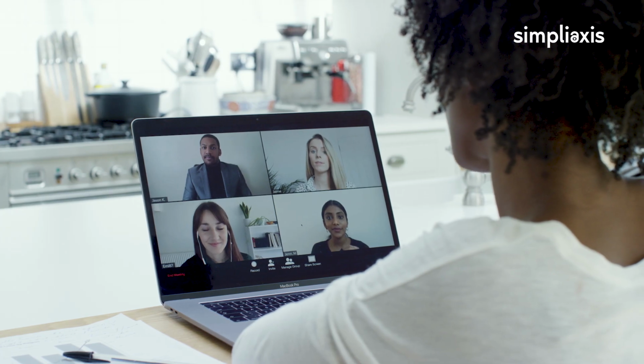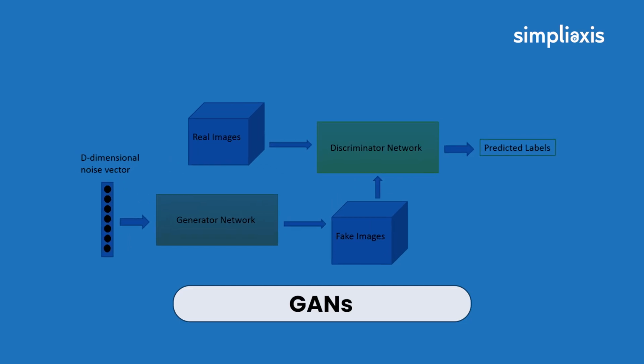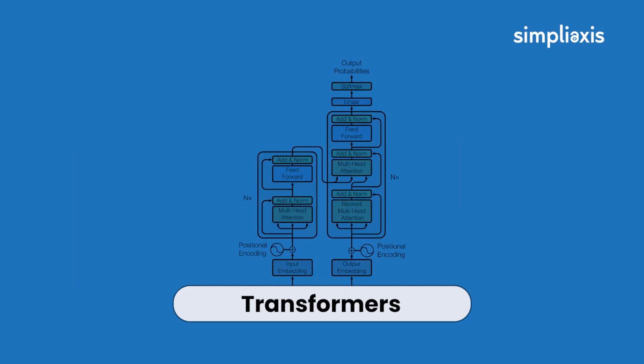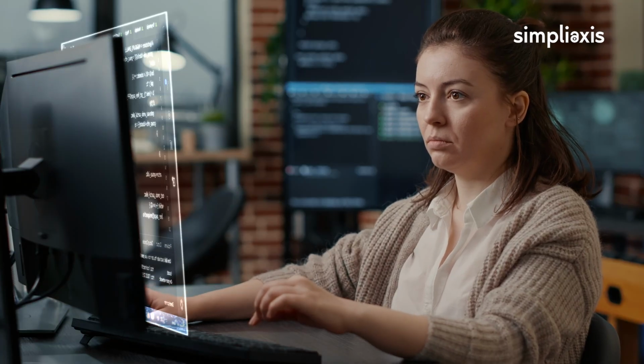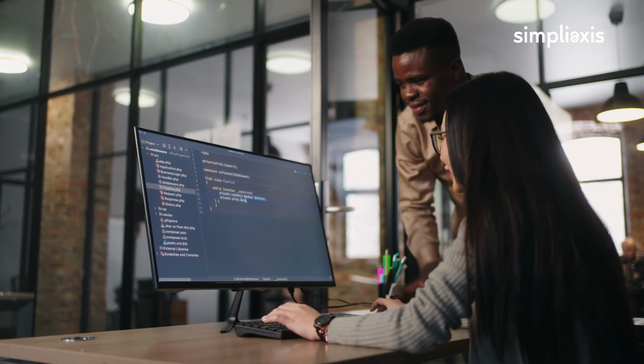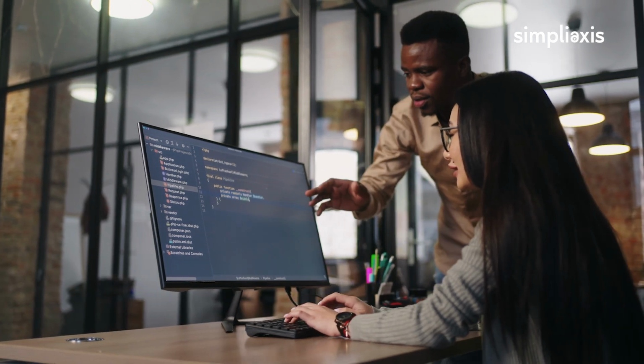Upon completion of the course, you can understand the working algorithms and practical uses of GANs, transformers, and VAEs. Harness the capabilities of generative AI while addressing ethical issues associated with generative AI.